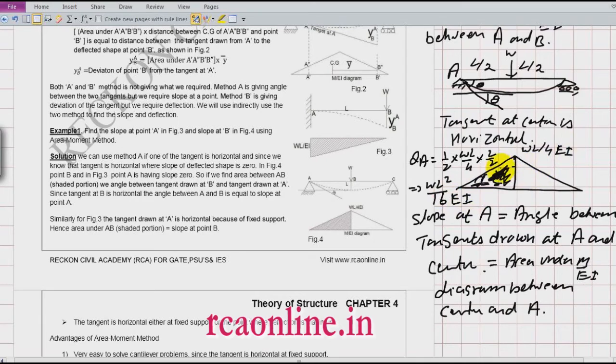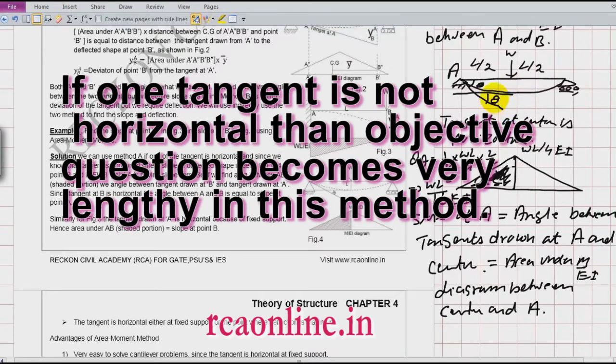Clear? So what is my requirement in this method is that I will always be searching for a horizontal line. That is my first requirement. If I am unable to get a horizontal tangent, then it will be very difficult for me to find the slope at any point. Clear? That is the first limitation of the Moore method.